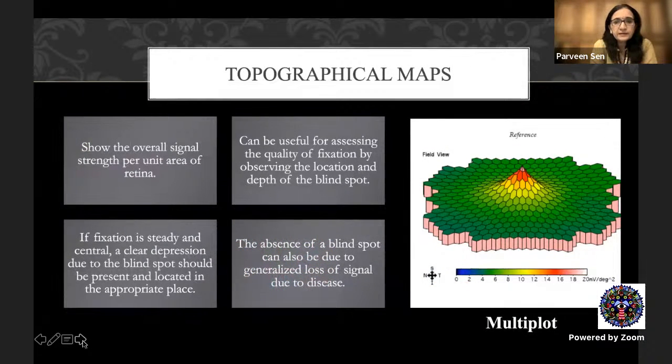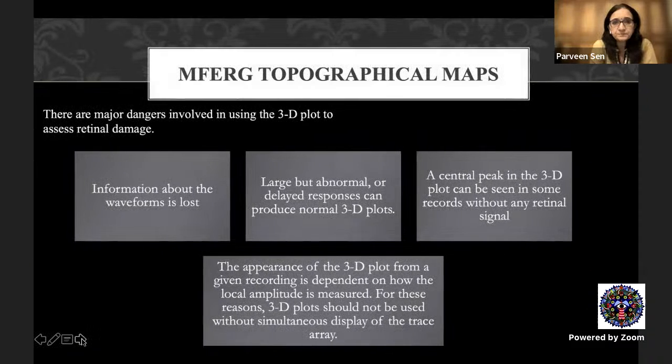So topographical maps are very useful because even a person who cannot interpret can immediately look at it and tell you the distribution. You know here that the central foveal response is good, and the peripheral response is lesser. But it can be a major pitfall as well, because even in the absence of a good trace array, if you interpret this, sometimes you may end up with a faulty interpretation.